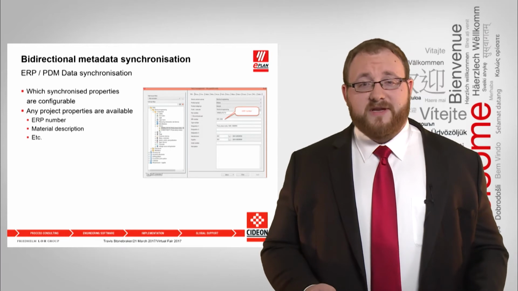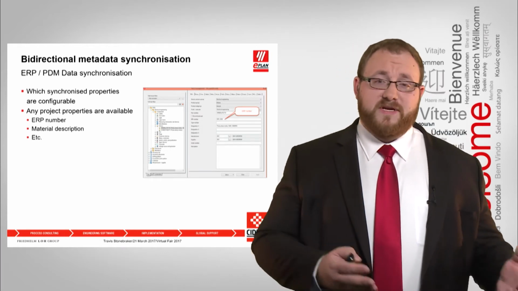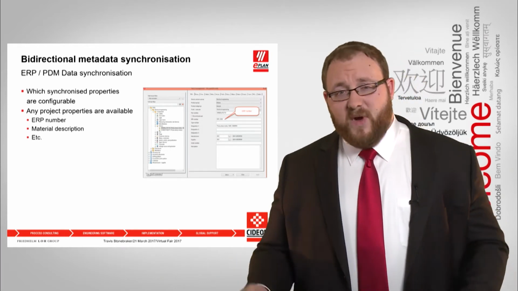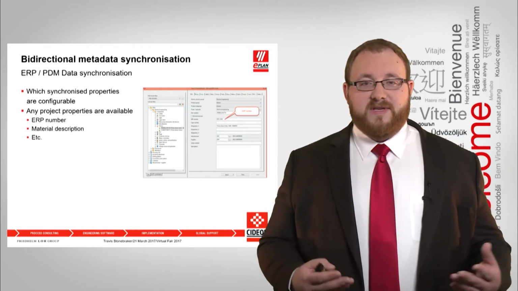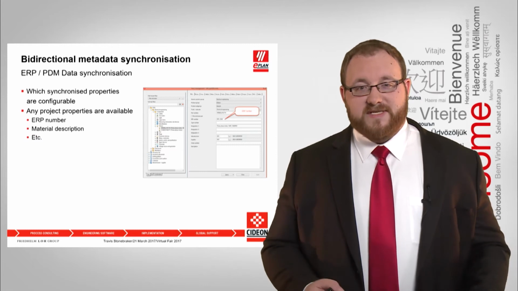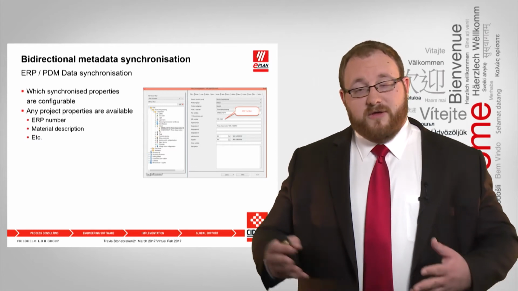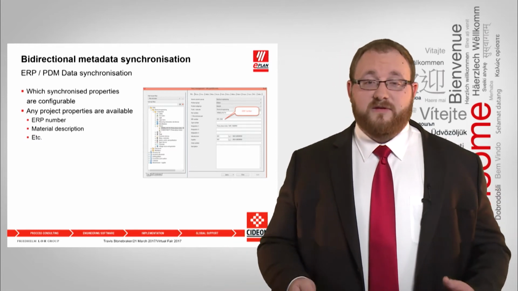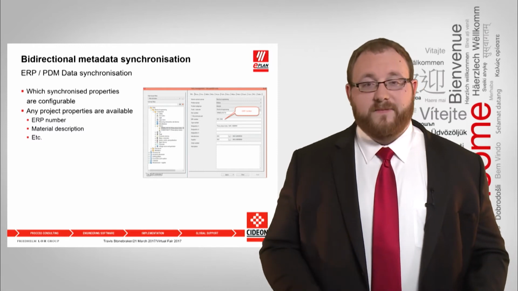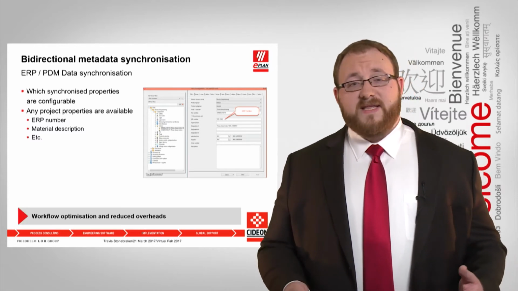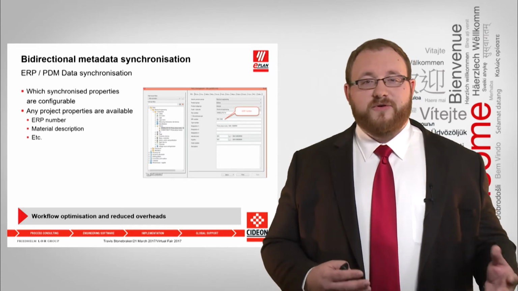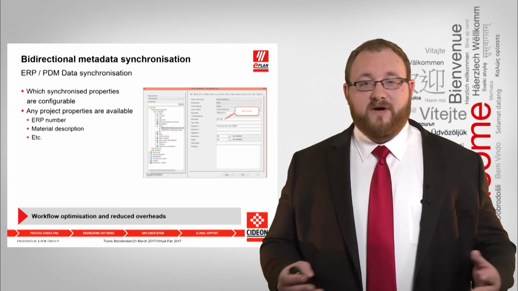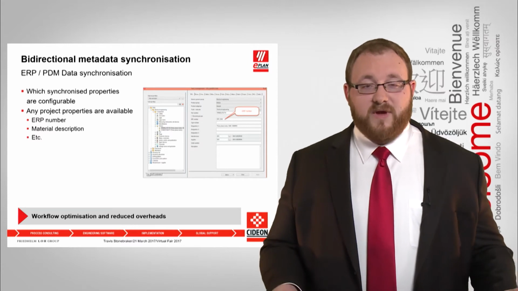Some of this information may just include the ERP number, a material description, maybe the weight, the manufacturer of the project. And this also works with the data portal. So when you pull a project down from the data portal, you can assign an ERP number to use within your bill of material. So at the end of the day, the workflow optimization is going to reduce all these overhead costs, so that way you don't have to input the same data in multiple locations.